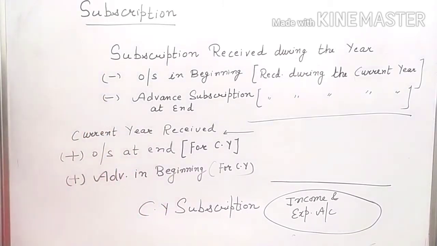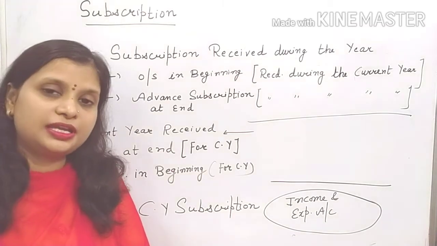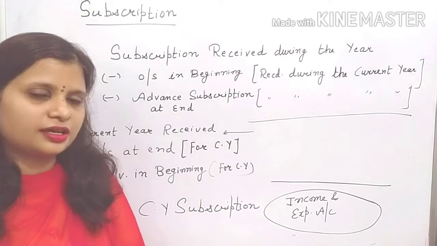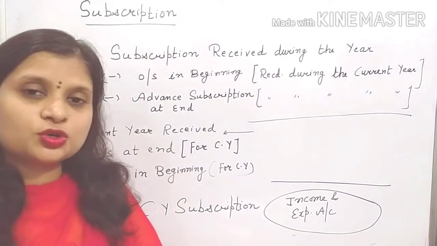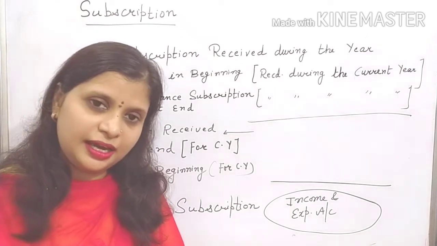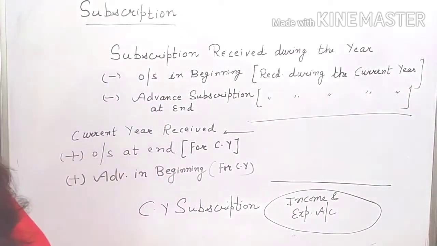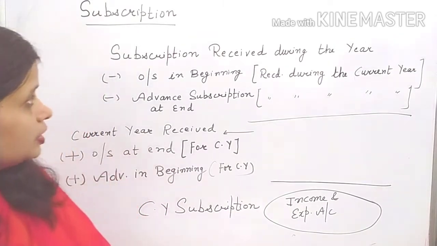And as it is being paid by the members periodically, it is a type of revenue receipt. And how will revenue receipts be shown? These will be shown in the income and expenditure account. So let us discuss in detail what amount will be shown in the income and expenditure account.